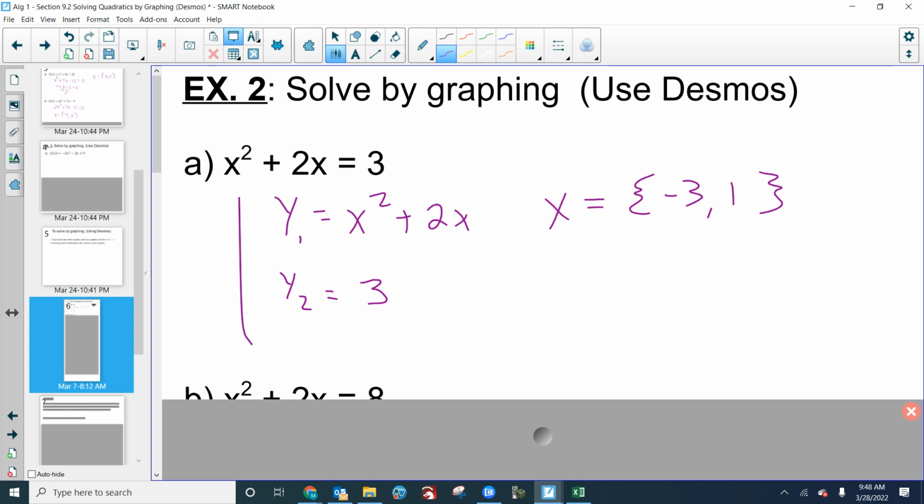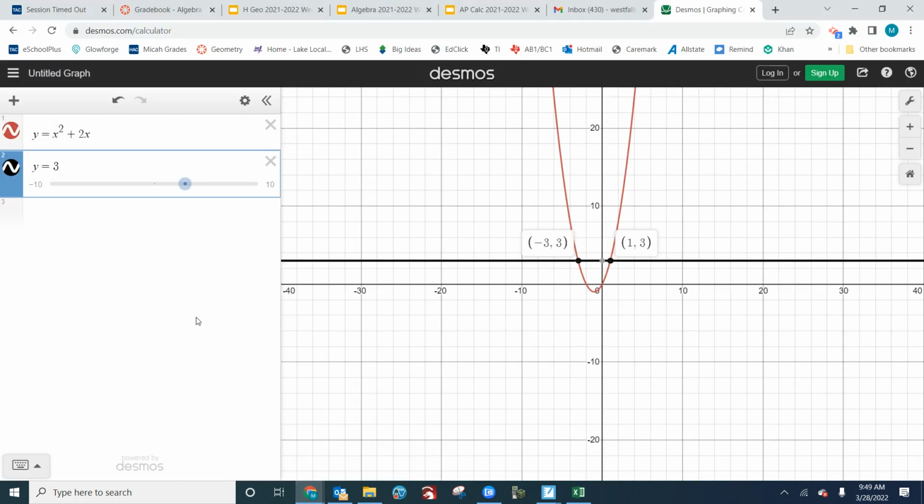Okay, why don't you guys try B? Can I do something real quick? Sure. Have you done it where you just graph it like this? I think Desmos can do that. We'll see. So guys, the cool thing about this is there's several ways to do it.